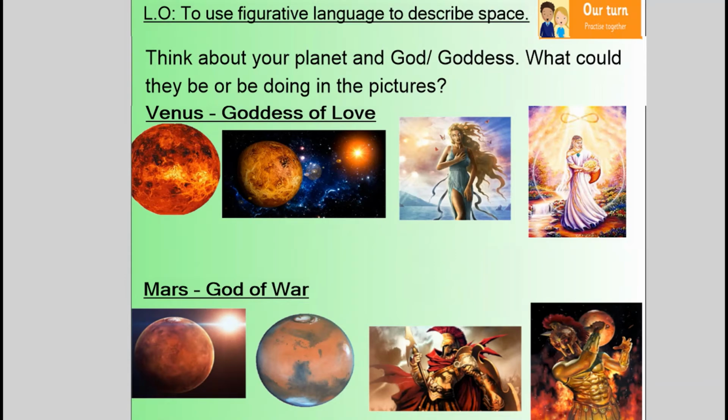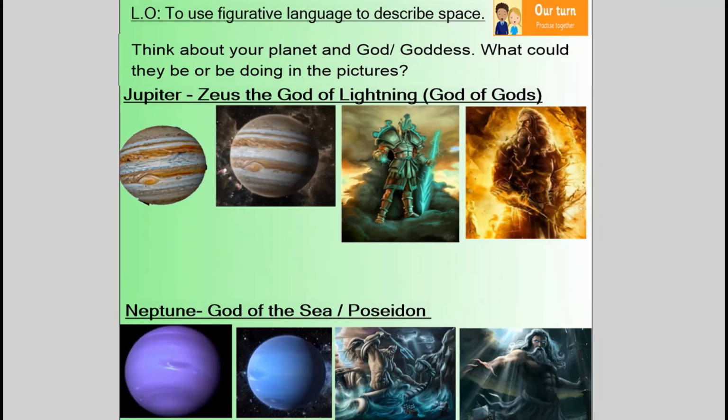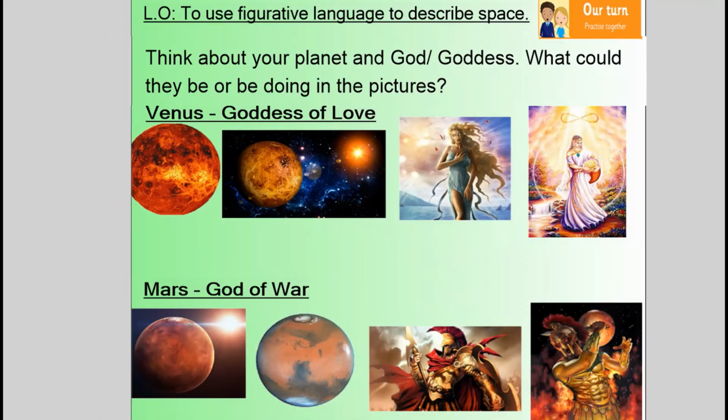Now think about these things that I've used for lunar. I want you now to think about your planet or god or goddess. What could they be doing in the pictures? So look at the goddess of love, Mars the god of war, look at Zeus the god of lightning, and the god of sea, Poseidon. Think about what they could be doing in the pictures. So pause the video here, write down some ideas. If you're not sure, if you're stuck, I have got some later on in the video, but I'd really love to see the types of things that you write down in your plan. So pause the video here, think about just what your god or goddess could be doing in the pictures.